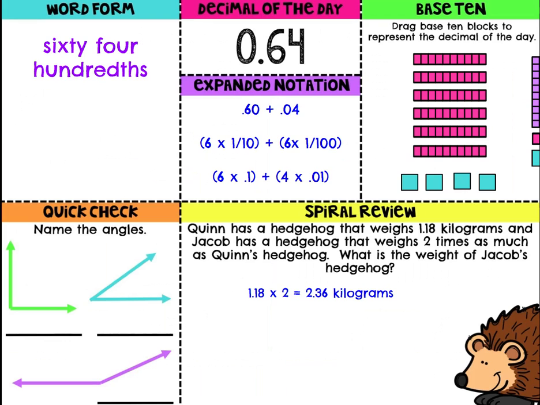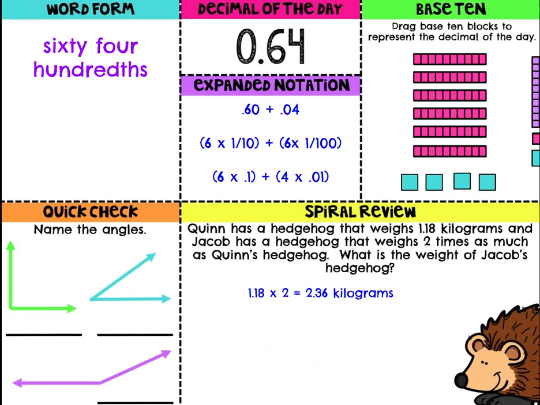For expanded notation, you do not have to do all 3 forms. You do whichever one works best for you, whichever one's easiest for you to remember. So you could do 60 hundredths plus 4 hundredths, or 6 tenths plus 4 hundredths, or 6 times 1/10 plus 4 times 1 over 100, or 6 times 0.1 plus 4 times 0.01.